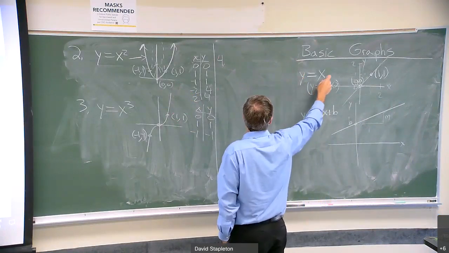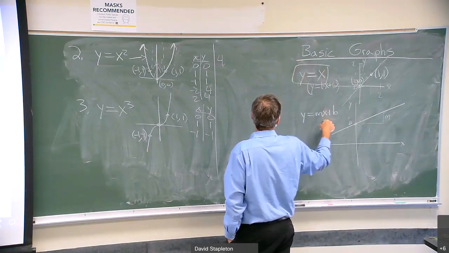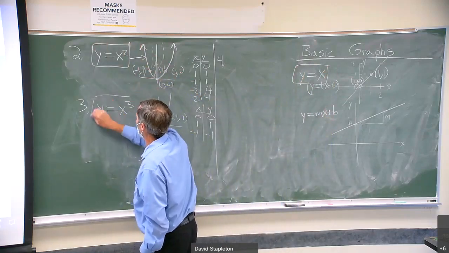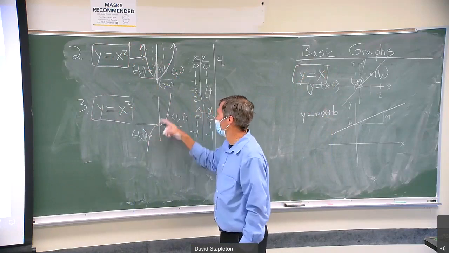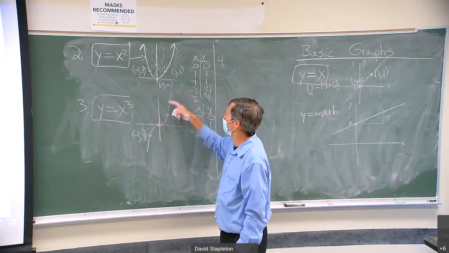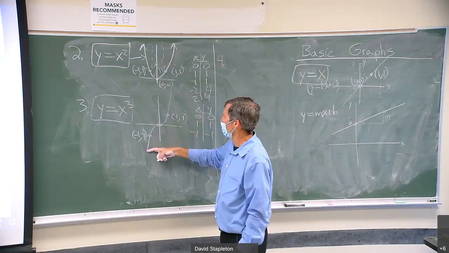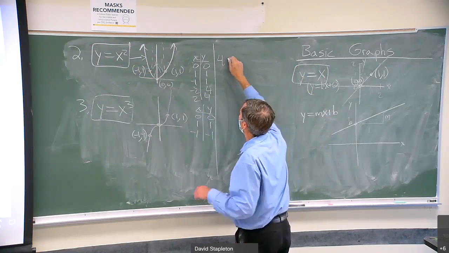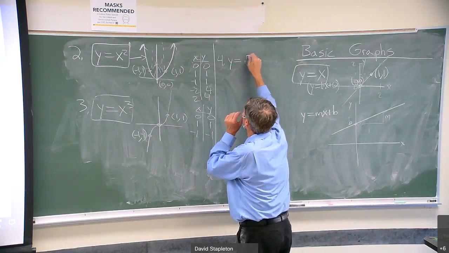Y equals x, and this generalization of it. Y equals x squared is a parabola. Y equals x cubed is this thing that looks sort of the same here, but it's a little steeper here than this one. And then it goes down instead of up on the left. And then 4 is this one, y equals square root of x.